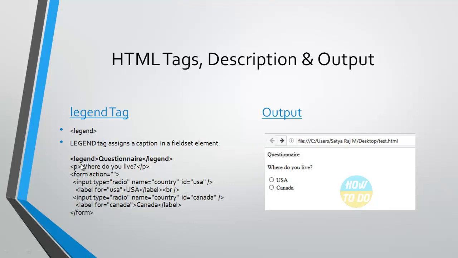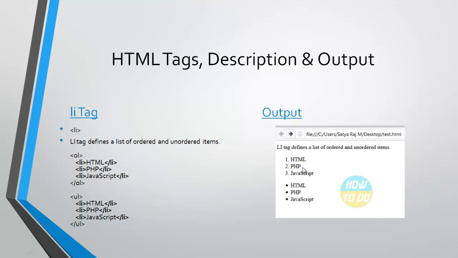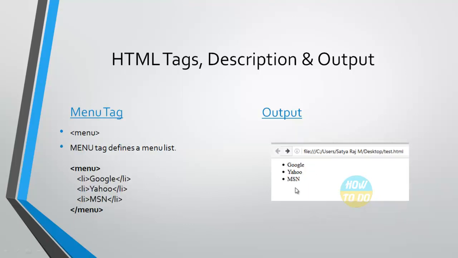So this is the complete input syntax, and this is the output for the same. Next comes the li tag. Li tag defines a list of ordered and unordered items. We have the ordered items mentioned over here with OL, and unordered items listed with UL. So this is the output. And for ordered, it is mentioned as 1, 2, 3, and for unordered, it is mentioned with the dot marks.